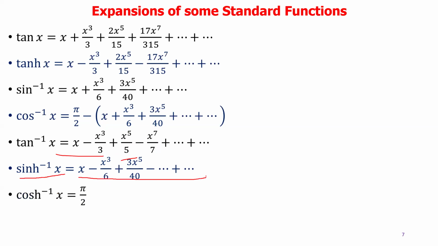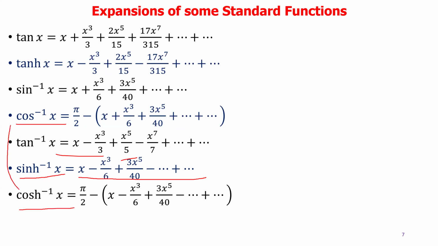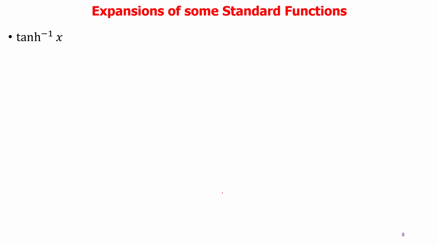In the same way, we are also able to write down cosine hyperbolic inverse of x. Again here, there is pi by 2 in the expansion of cosine inverse of x and cosine hyperbolic inverse of x. What is the difference? Only here all terms are positive, but here the plus and minus will come alternatively. Let us take some more formulas.